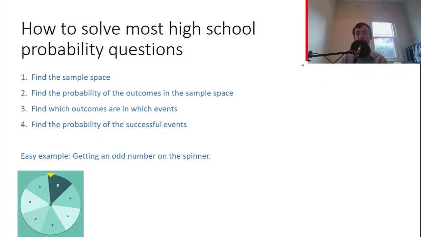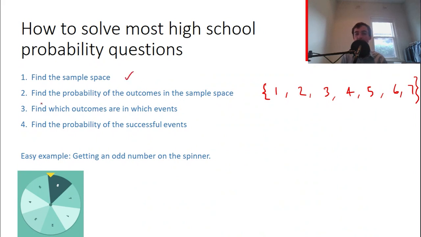All right. First step, find the sample space. So the sample space is, remember, all the things that could happen, a list of all the outcomes that could happen. So we can just look at the spinner and work out that there's 7 things that could happen. I could get any of these numbers from 1 to 7. And that's our sample space. Done.